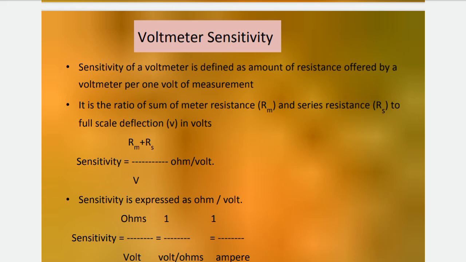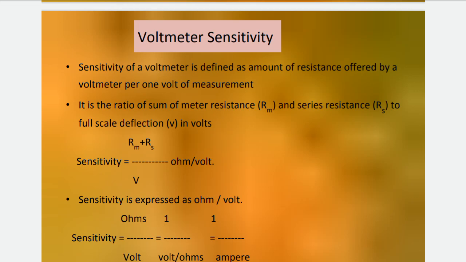So, to define the sensitivity of a voltmeter: the amount of resistance offered by a voltmeter per 1 volt of measurement. It is the ratio of the sum of meter resistance and series resistance, Rm plus Rs, to the full scale deflection, that is capital V in volts. Hence the units are ohm per volt. The sensitivity is expressed in ohm per volt.